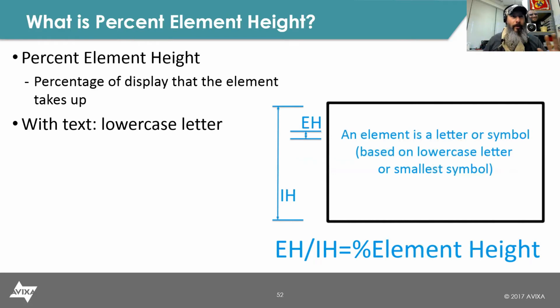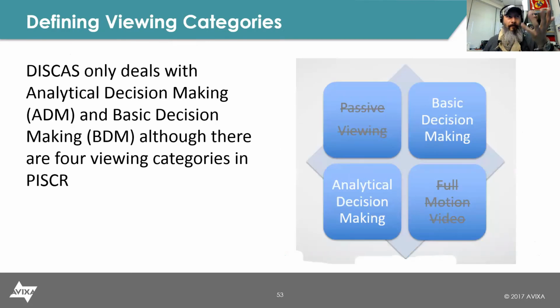So we do all this stuff, and we have DISCAS, which deals with analytical decision making and basic decision making, and this is from PISCR, the Projected Image System Contrast Ratio. Basic decision making has a 15:1 contrast ratio. Analytical has a 50:1 contrast ratio. This plays up big time later.